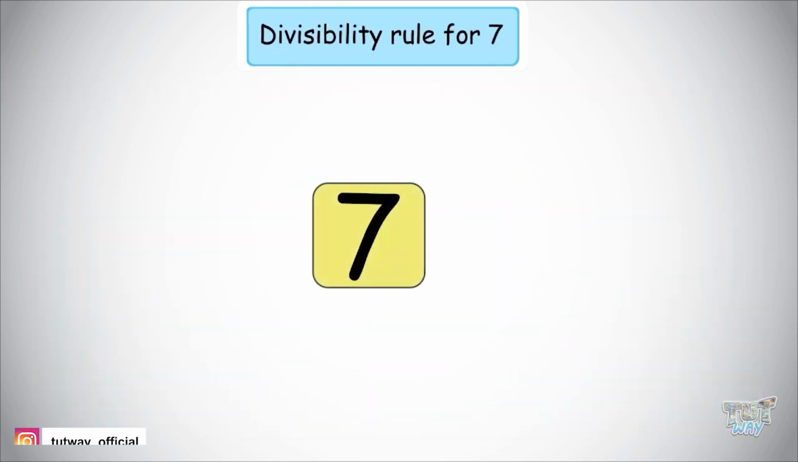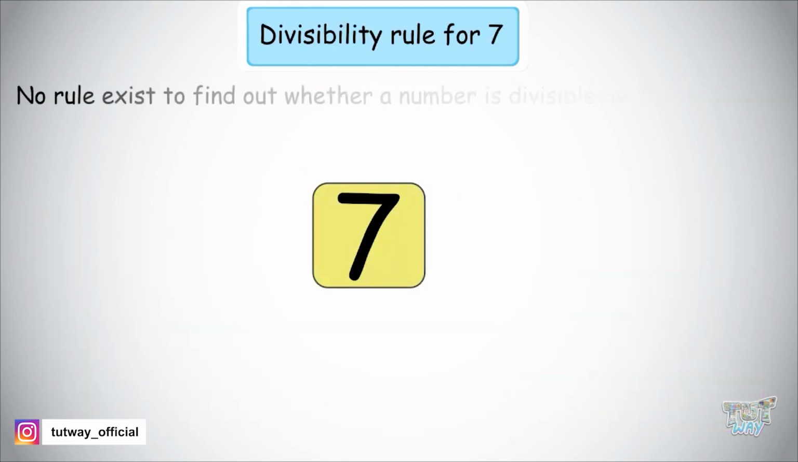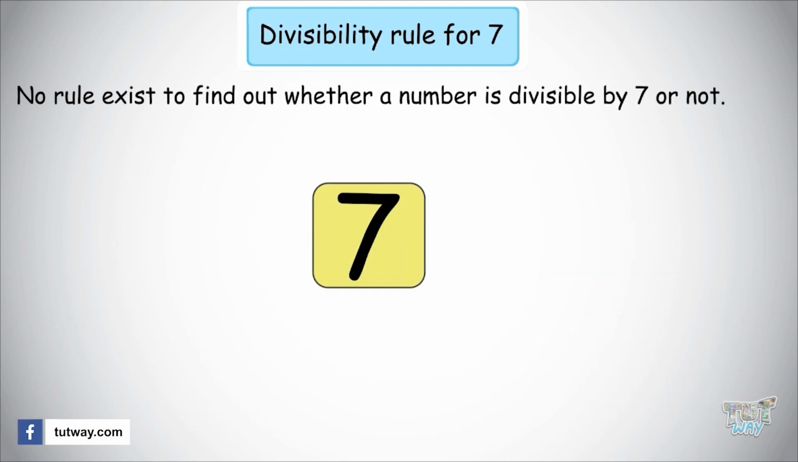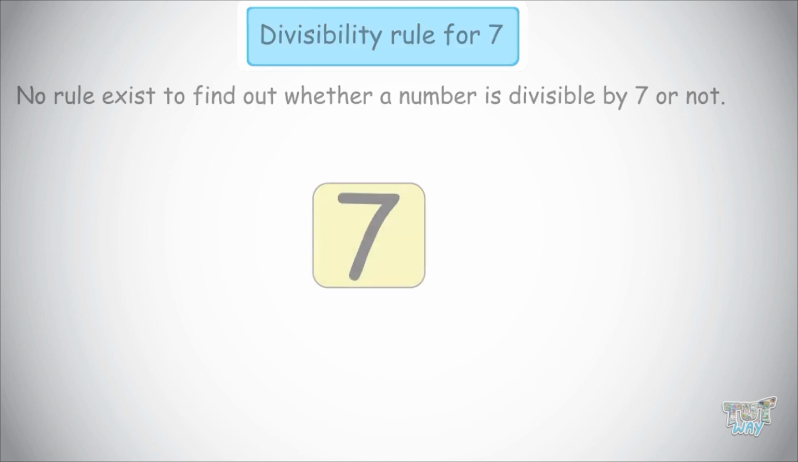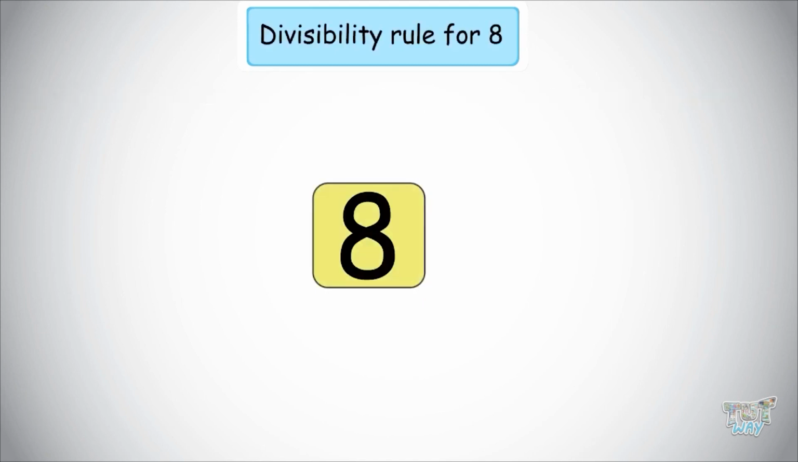Let's learn about 7. Oh no, there is no rule to find out whether a number is divisible by 7. So, let's move on to 8. Now we will be finding out whether or not a number is divisible by 8.